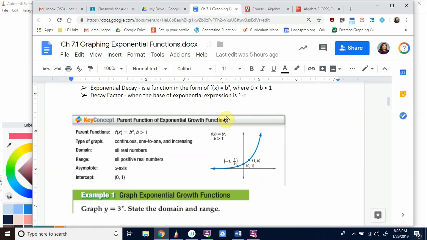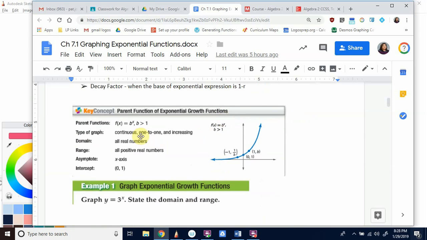So let's look at this parent function. Let's look at this key concept box. f of x equals b raised to the x is your equation, and b is greater than 1. When that happens, the type of graph is continuous, it's 1 to 1, and you see it's increasing. As x approaches positive infinity, so does y. The domain is all real numbers, and the range is y greater than 0 because it's the x-axis of the parent function. The asymptote is the x-axis, which is represented by the equation y equals 0.